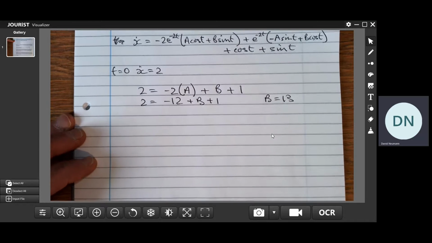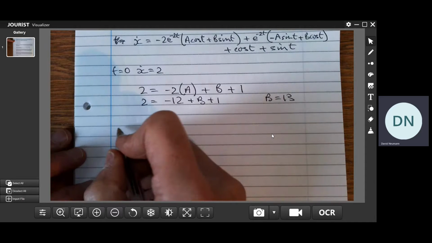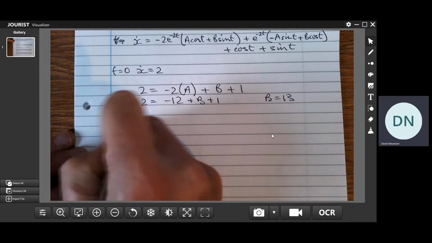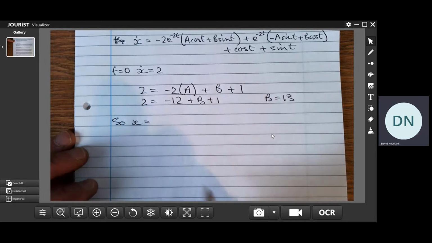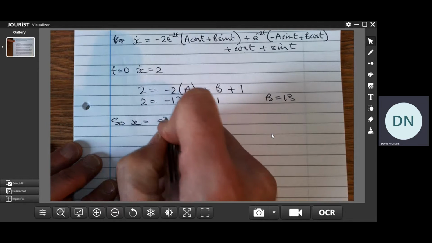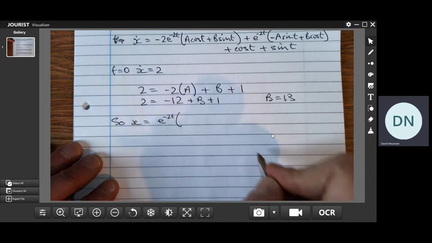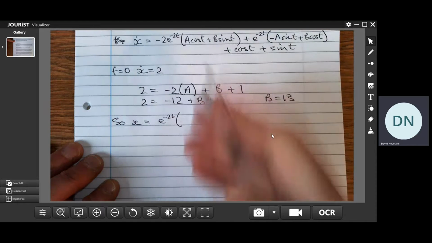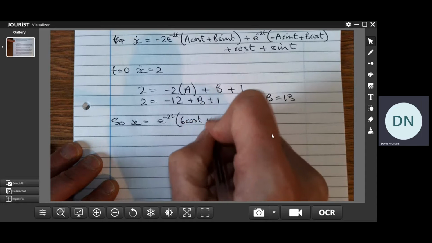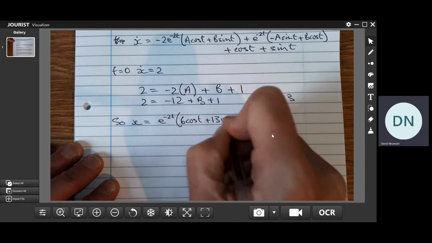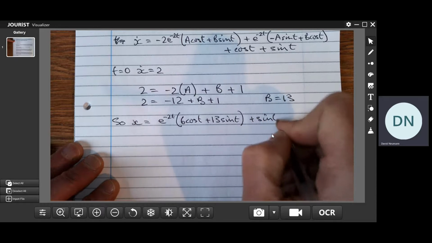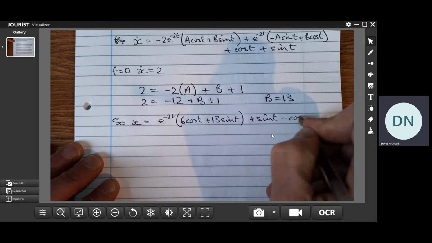So our final particular solution to the differential equation is this: x is equal to e to the minus 2t times, what did we have? a equals 6, so 6 cos t plus 13 sine t, plus sine t minus cos t.